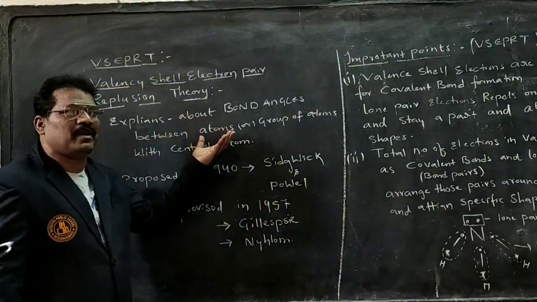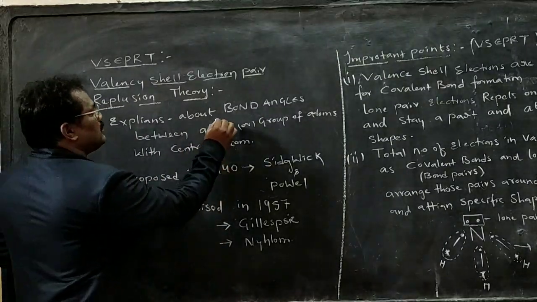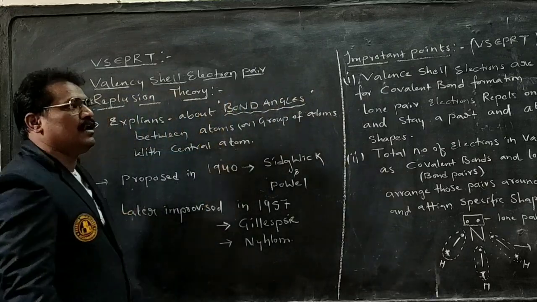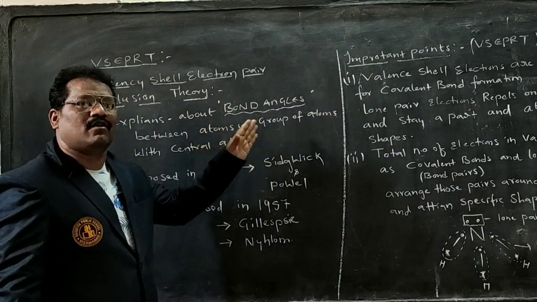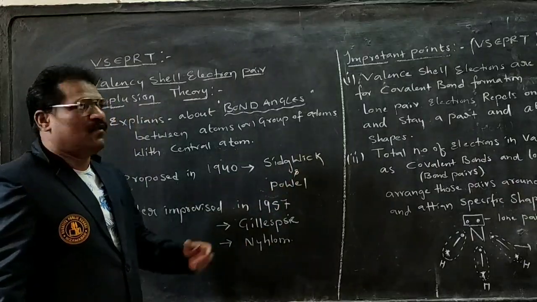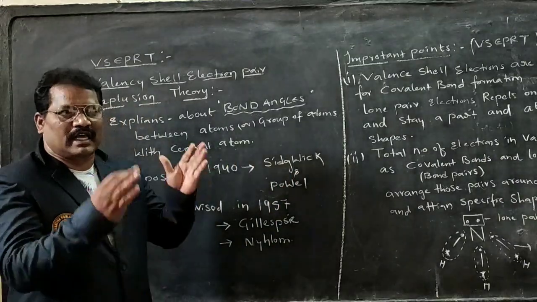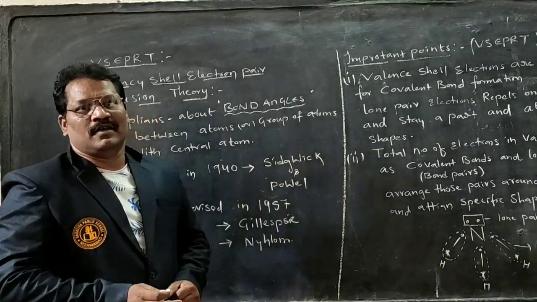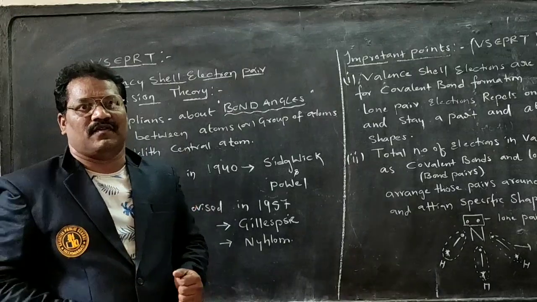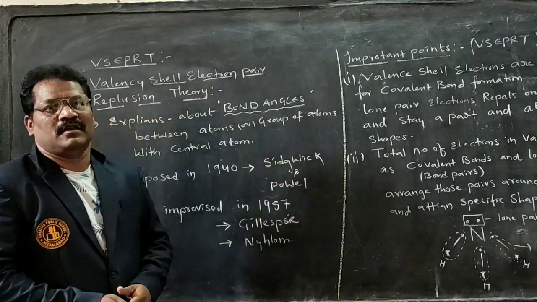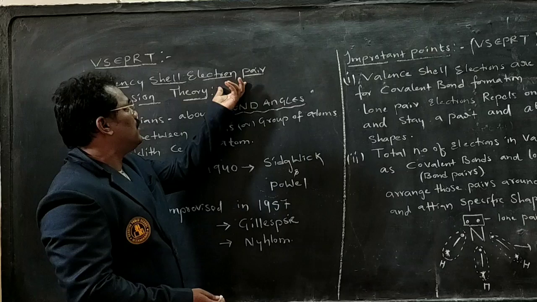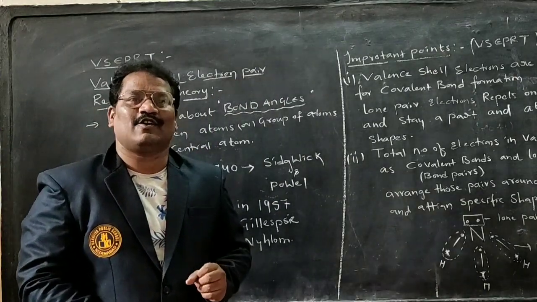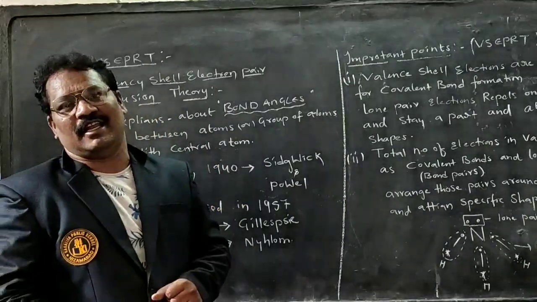What does this theory explain? This theory explains one concept called bond angle between atoms of elements or group of atoms of elements with a central atom. There will be one central atom. Around that central atom, bond angles will be formed with the different atoms. That concept will be explained by this particular theory. The theory is called valency shell electron pair repulsion theory.